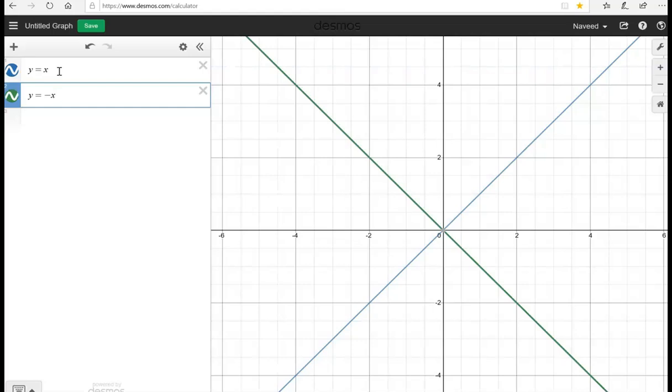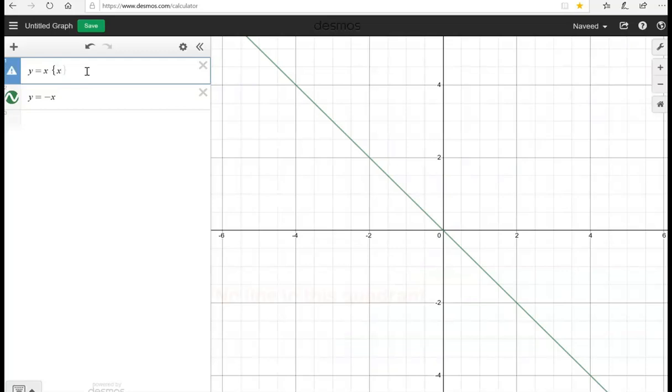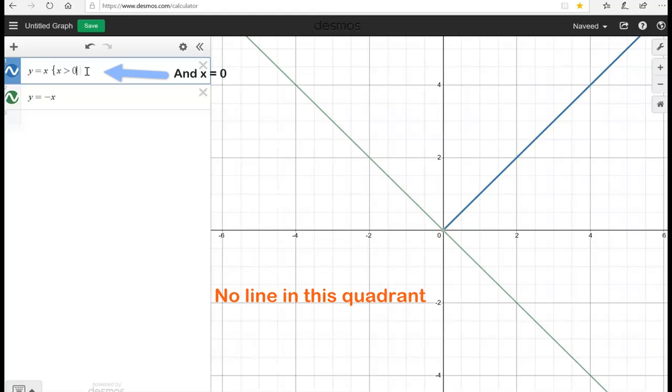Fantastic. But here's the thing. With the absolute value function, we cannot have any values of y that are negative. Y can never be negative. The y values, or the range for this function, can never be negative according to the definition of the absolute value. So once we include the restrictions, and this is the beauty of Desmos, you can include restrictions. I'm using a curly bracket, and I'm going to put the restriction in. So for the first one it would be x greater than 0.